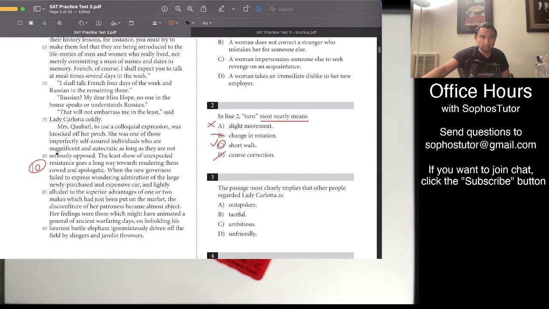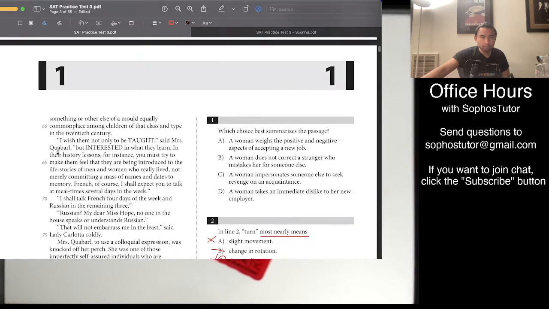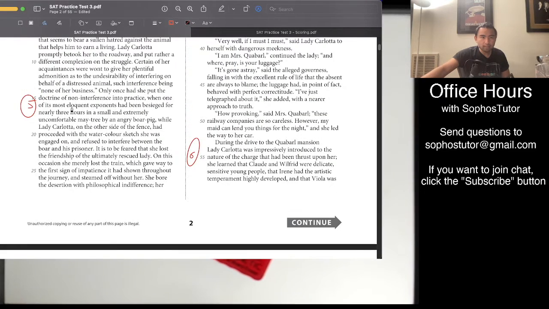Well, how did she employ the doctrine of non-interference? Well, it says that one of its most eloquent exponents, weird phrase, had been besieged for nearly 3 hours in a small and extremely uncomfortable May tree by an angry boar pig, while Lady Carlota on the other side of the fence. So Lady Carlota is on the other side of the fence while this boar pig is, I guess, messing with some person or animal or whatever this exponent is.